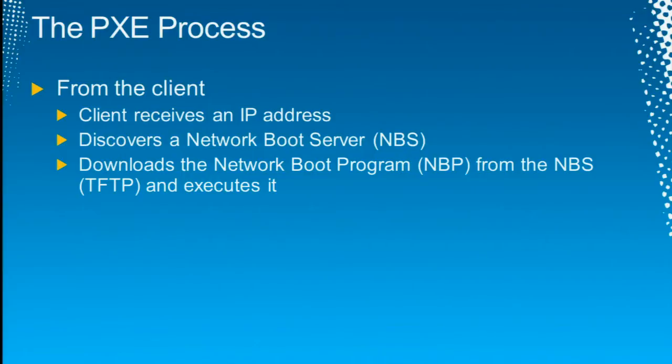From the client, it should get an IP address from DHCP, discover who the network boot server is. Remember, that's just the WDS server. We're just giving it a different name now. And then download the network boot program using TFTP and execute it locally on the client.